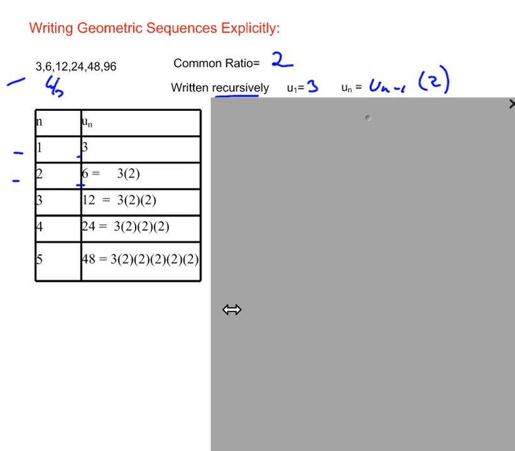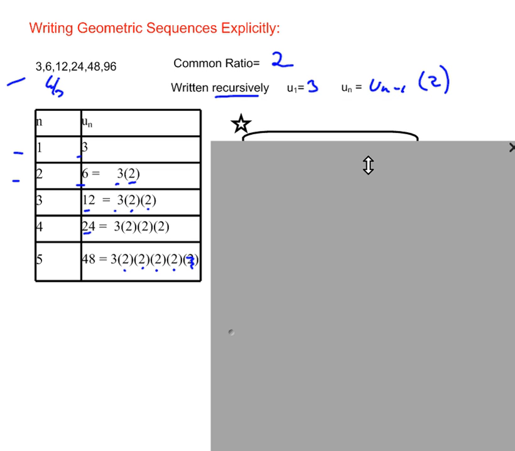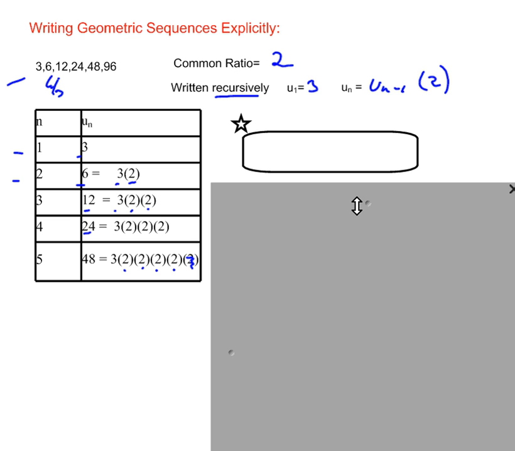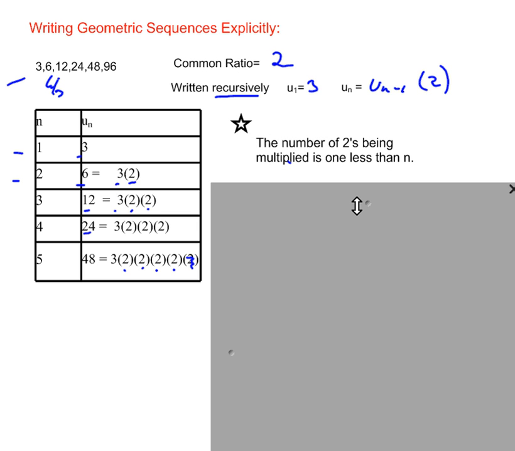In order to get 6, it's 3 times 2. In order to get 12, it's 3 times 2 twice. In order to get 24, it's 3 times 2 three times. 48 is 3 times 2 four times. What I want you to notice is that the number of 2's being multiplied is 1 less than n. No 2's, one 2, and we keep on going.